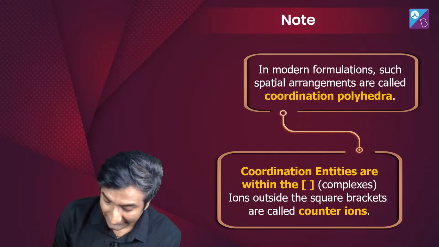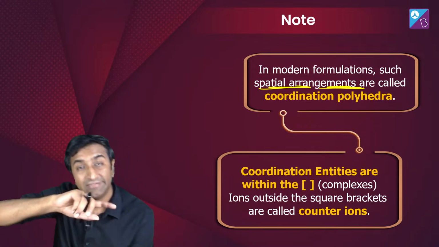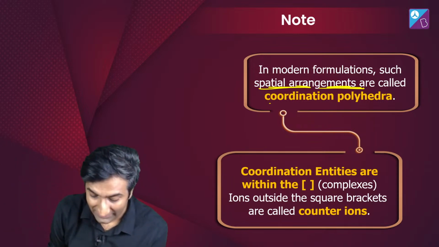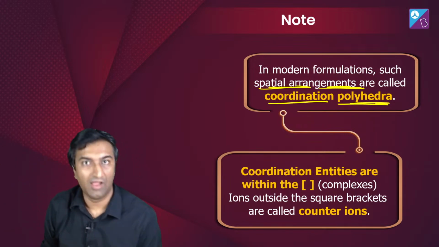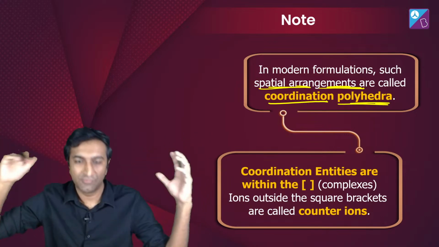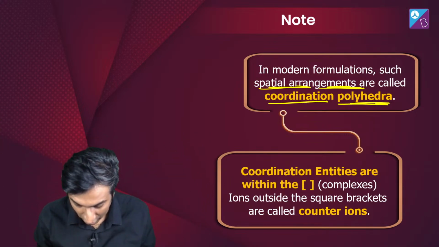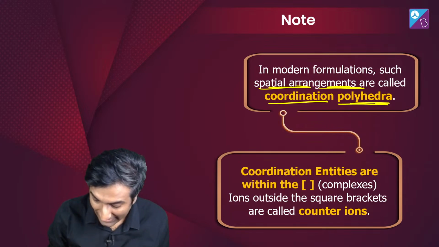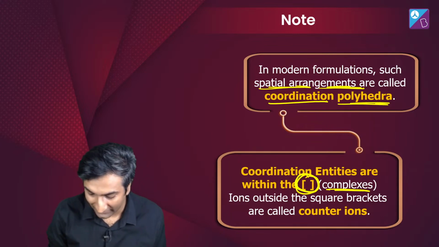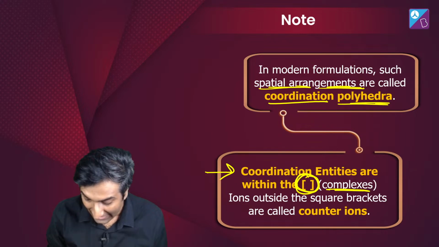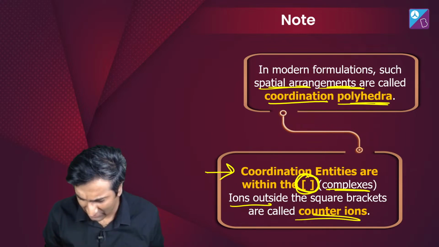So, this spatial arrangement of the secondary valency, that is known as coordination polyhedra. Polyhedra, octahedra, tetrahedra. Yeah, that's what we're talking about. So, what is inside the square bracket, which is the complex, this is what is called a coordination entity. And the ions outside it, those are called the counter ions.